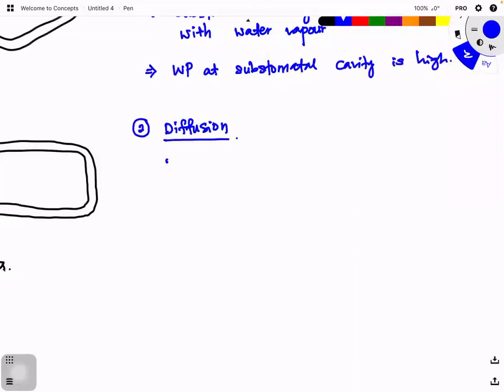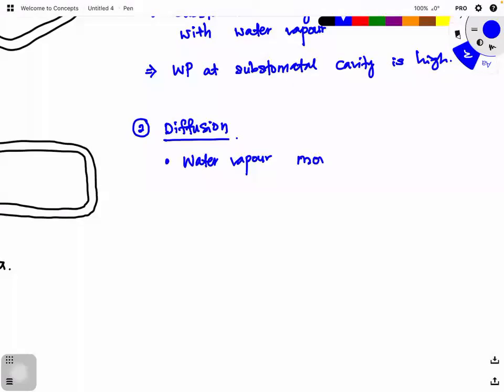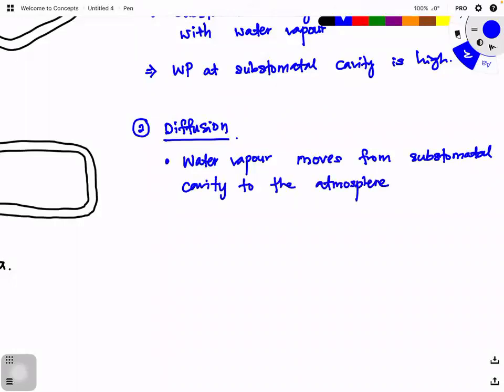So what you explain here is that water vapor diffuses or moves out from where to where? From the substomatal cavity to the atmosphere. By which process? By diffusion. Why diffusion? Because no membrane is involved, down the water potential gradient.